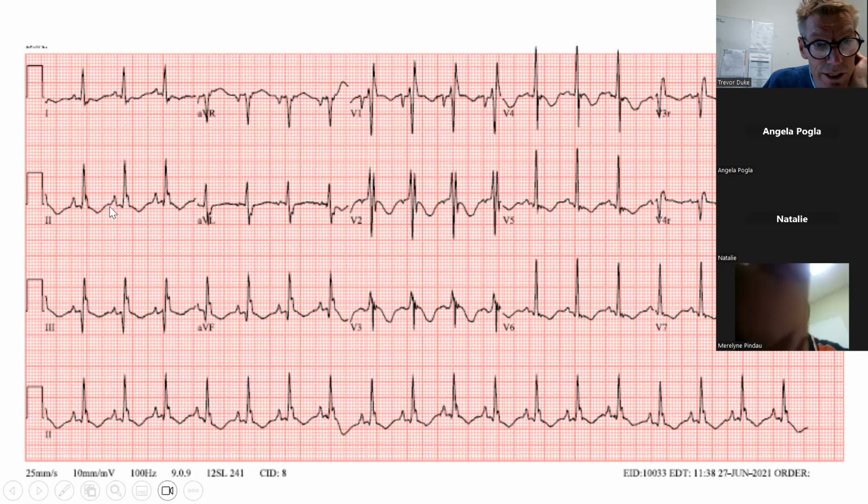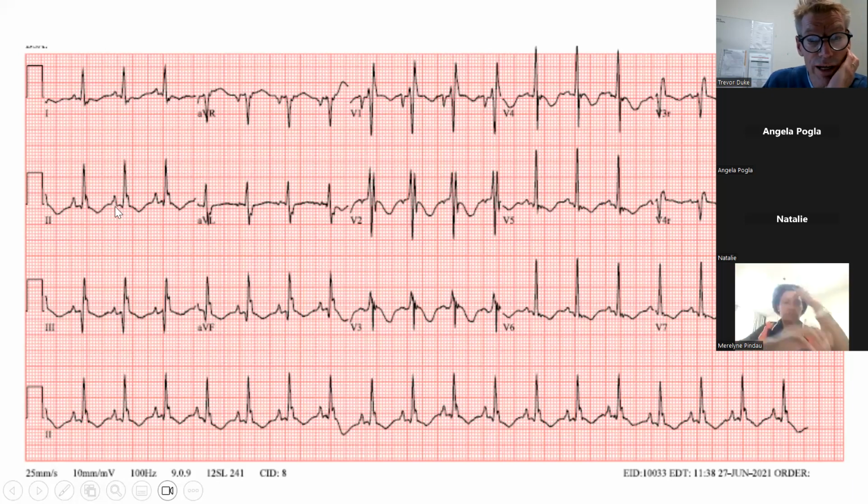The PR interval is 1, 2, 3, 4. It's all of four small squares. So the PR interval is probably 0.16 seconds. Remember we said anything 0.16 seconds or less is evidence of this being sinus rhythm. So there should be a P wave before every QRS, and the P wave should be upright in lead 1 and in AVF. So the child's in sinus rhythm and the PR interval is within the normal limits.